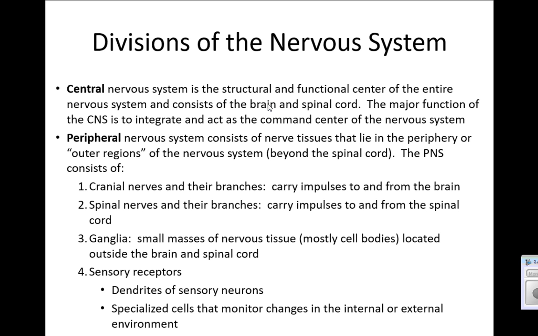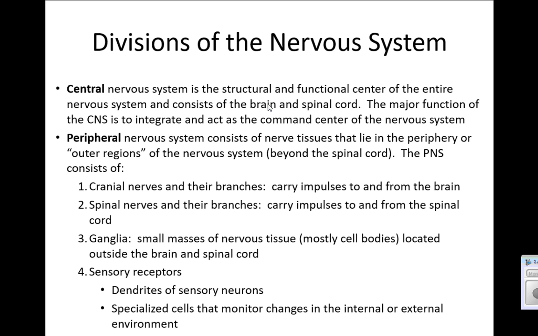So everything in the periphery or outer regions of the nervous system, which includes the cranial nerves carrying signals to and from the brain, spinal nerves carrying signals to and from the spinal cord, the ganglia, which are associated with those two different structures, and then the sensory receptors, which are either the dendrites of sensory neurons, which we'll talk about, and in our next units we'll talk more about the sensory nervous system and the specialized cells that make it up, like in our mouth for our tongue, in our eyes, our ears, and so on and so forth.